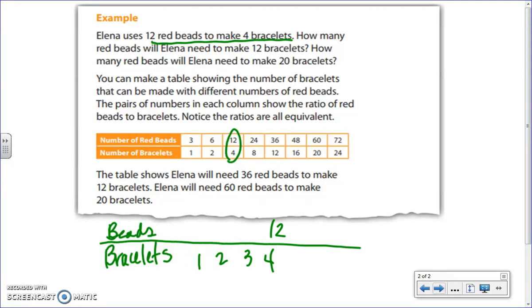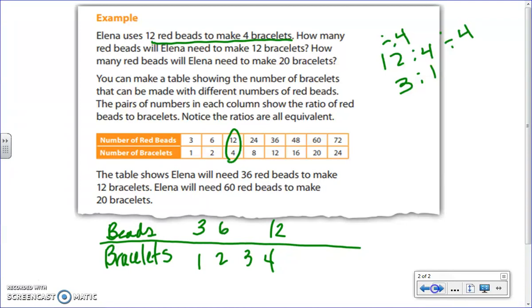And so formerly, like last lesson, we would probably talk about a unit rate and try to figure that out. So if we were talking about 12 to 4, we could divide both the 12 and the 4 by 4 to see how many per 1 that it would be. We would see that it is 3 to 1. And so I would know, okay, 3 beads for every 1 bracelet.